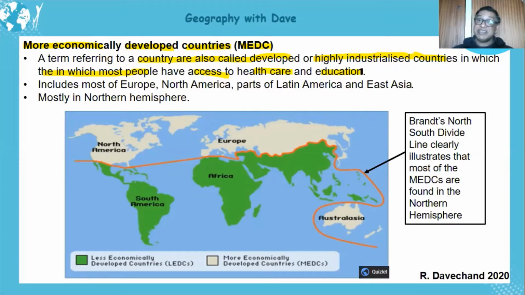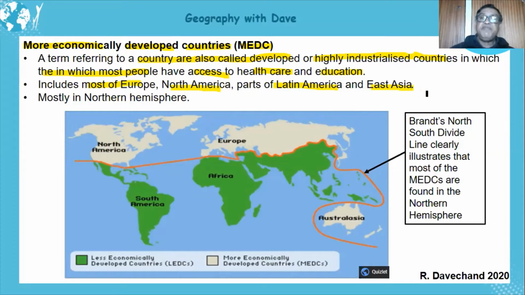So it's highly industrialized. Almost all people, 99% or more, have education, they have healthcare, they have all these facilities available to them. That includes most of Europe, North America, even parts of Latin America and East Asia. There are different parts where this is considered MEDC, more economically developed countries.